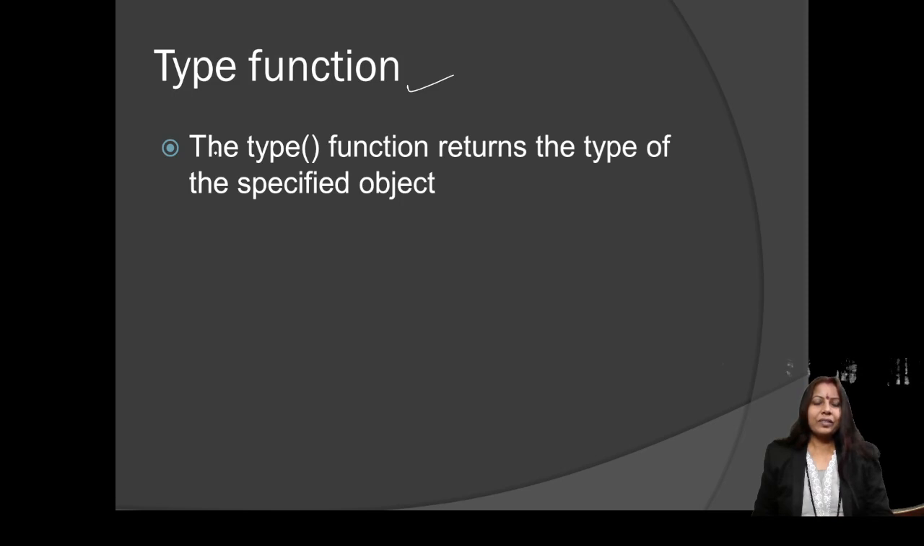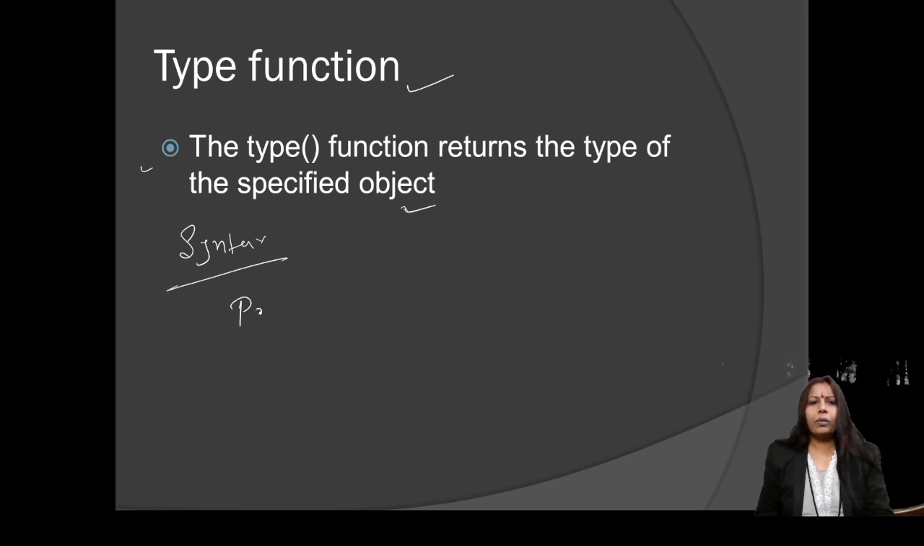Today's topic is the type function. What is the type function? In Python, the type function returns the type of a specified object. Simple. If you try to find out the type of any particular value, then with the help of the type command we can. What will be our syntax? If you want to see or know the data type of any particular variable's value, then with the help of the type command. Okay?